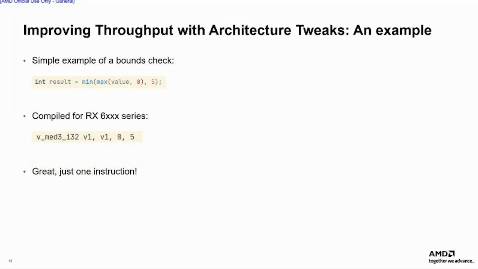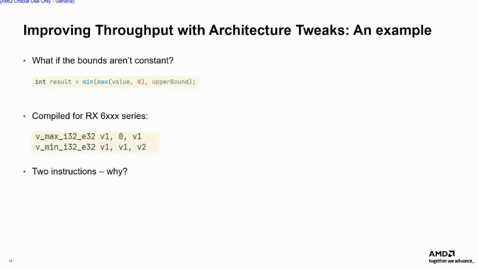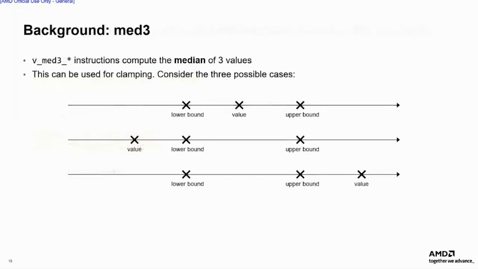And if you look at the RDNA2 series, that takes just a single instruction in ISA. You have a vector instruction that is a median of three input values. The first v1 is the output value, the second v1 is the input value, and we take the median of that value, 0 and 5. Well, that's nice. Now let's change one thing here and make that upper bound a variable instead of a constant. Oh, now it's two instructions. Well, that's not too great. And now we'll dive into why that happens and how that is fixed.